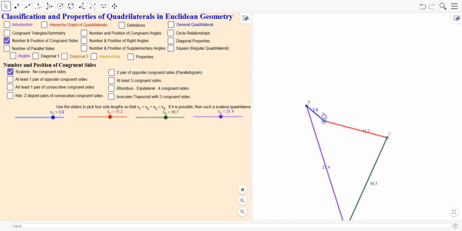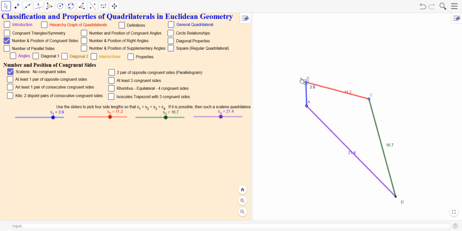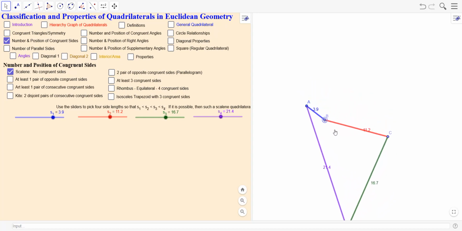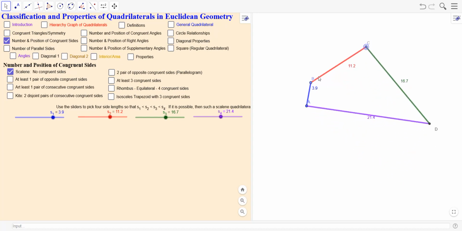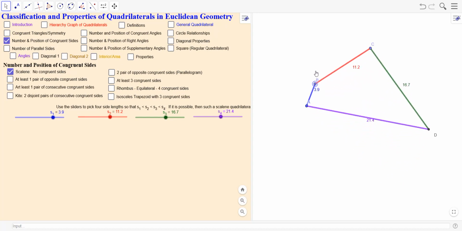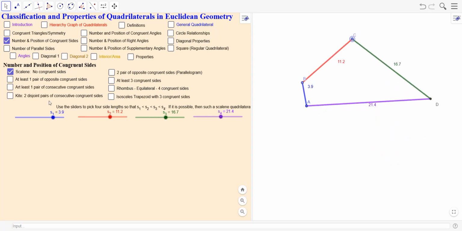Notice once I fix those sides, there are definitely ways we can move some of these around. Of course, B moves around A in a circle. You can mess it up so it's not a quadrilateral at all, like that. But some of these are convex, and there's a concave one there. So you can see some examples of scalene quadrilaterals. None of the sides are the same length.